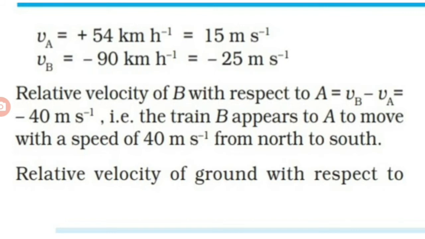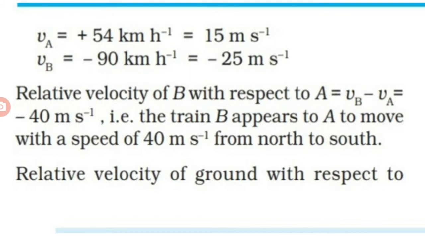So 54 into 5 by 18 is 15 meter per second and VB is equal to minus 90, that is minus 25. Why the negative sign? Since train B is moving towards south. Towards north we took as positive and towards south we took as negative. Now relative velocity of B with respect to A, as per the equation, we have VB minus VA, that is equal to minus 25 minus 15, that is minus 40 meter per second.